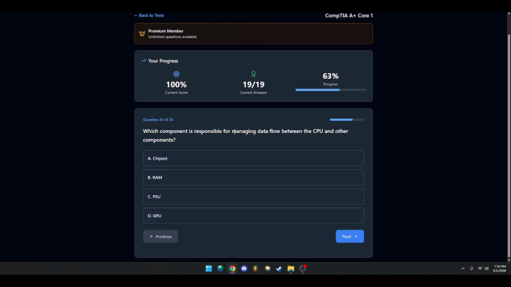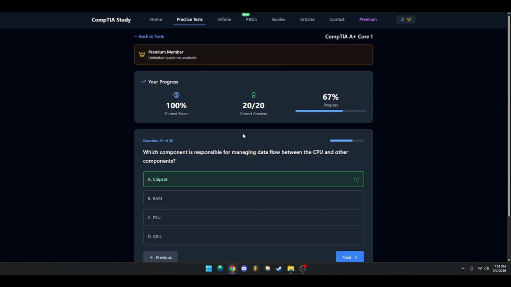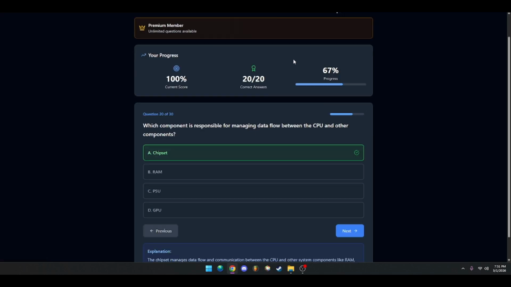Which component is responsible for managing data flow between the CPU and other components? And the answer would be A. A large part of the test is knowing what does what in a system. So you want to know this off the top of your head when you walk into the test room. Once again, I can't stress it enough. We have all this information conveniently placed into charts in our guide section on our website.